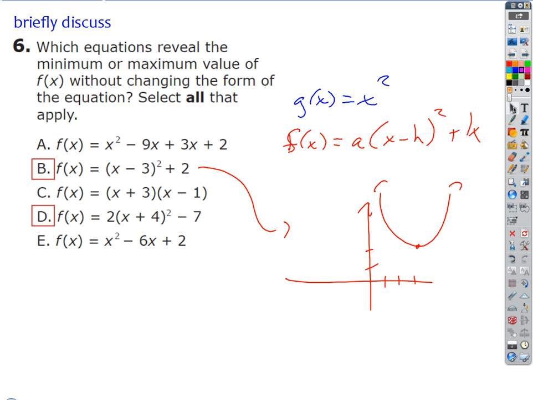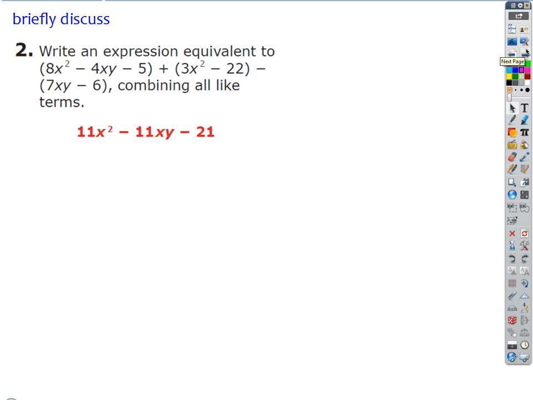Okay? All right, last one. Do one more. Piece of cake, right? All we'd have to do on this one, this is nothing. We're just supposed to write an expression equivalent to that by combining like terms. Just distribute the negative sign here and add up like terms. So we'd add up all the x squareds. We'd add up all the xy's. We'd add up all the constants, and that's it. Right? Okay, no big deal. We got it.